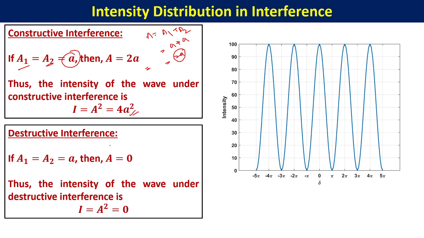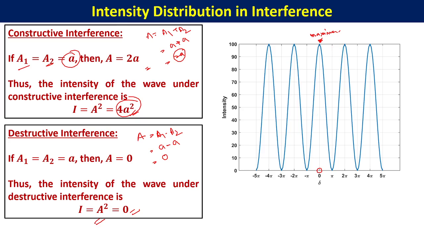For destructive interference, A is equal to a1 minus a2, so a minus a, which is equal to 0, and ultimately the intensity is also 0. So those positions where destructive interference occurs, the intensity is 0. Those positions where there is constructive interference, you have intensity equal to 4a square. In the side figure, this particular thing is very clear. Whenever the phase difference between the two waves is 0, the intensity is maximized. So this position is known as a maxima.